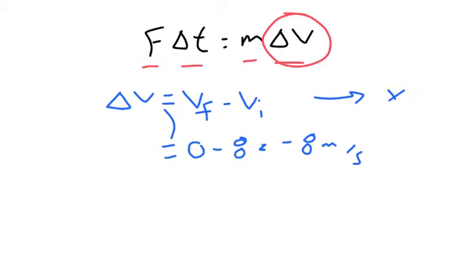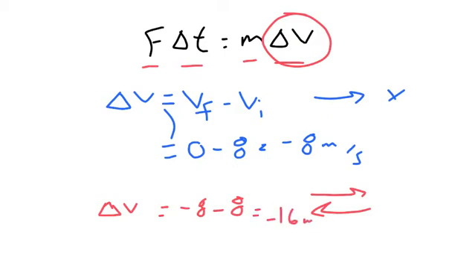Another option is, what if you come in at 8 and you leave at 8, then that's going to equal a change of VF, which we'll say is a negative 8, minus the initial, which was 8. They have to be oppositely directed. It came in 8, it left 8. So here we're going to get the change of a negative 16 meters per second.